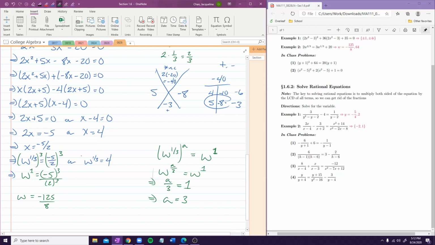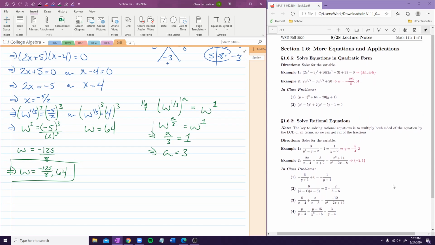Okay, over here, again, it's the same exact thing, so I'm just going to cube it. And when I do that, I'm left with w is equal to 4 cubed, which is 64, right? Because 16 and 4, yep. All right, so now we solve for w. So our solution is w is equal to negative 125/8, 64.